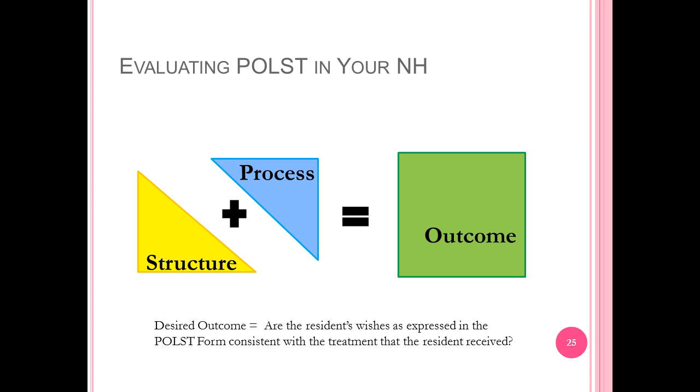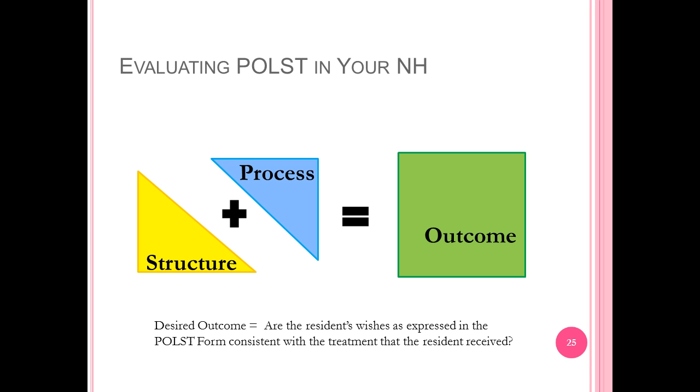We're looking at a model where our outcome here in this green square, in terms of using the POLST paradigm in the nursing home, is that the resident's wishes, as expressed in the POLST form, are consistent with the treatment that the resident receives. That's the outcome we're headed for. That's the outcome we want. Now, not all residents are going to be needing their POLST form to be considered all the time, of course. You're only going to use the POLST form when medical decisions have to be made. So we're talking about ways that you can look at how your nursing home is structured and some of the processes, how those are set up, so that even if not all your residents need their POLST form pulled out and acted upon, you can still have a pretty good idea if you're set up for success.